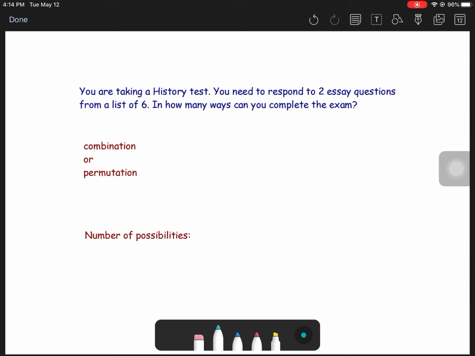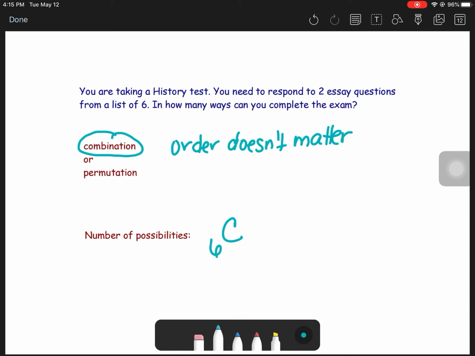You are taking a history test. You need to respond to 2 essay questions from a list of 6. In how many ways can you complete the exam? Well, hopefully you remember that a combination would be for this because the order doesn't matter. Because I can skip down and do question 5, and then I could come back and do question 2, and as long as I've done those 2 questions, it doesn't matter the order that I responded in. So this is a combination of 6 questions, and I'm going to pick 2 of them. There's 15 different ways that I could answer those questions.